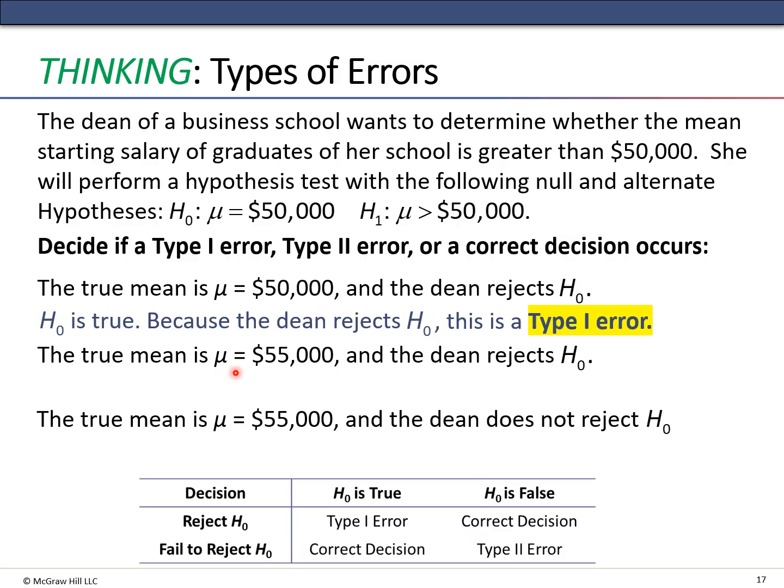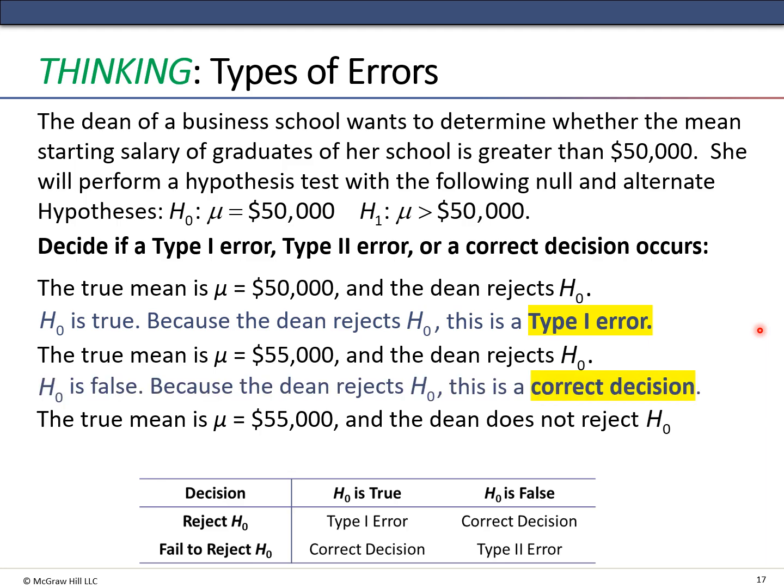The true mean is 55,000, and the dean rejects the H sub naught. Okay, the mean is not 50,000. It should be rejected, and our alternative hypothesis is that it's greater than, and this value is greater than. So this would be a correct decision.